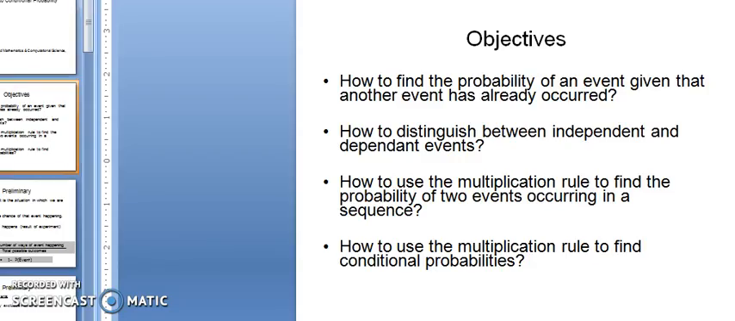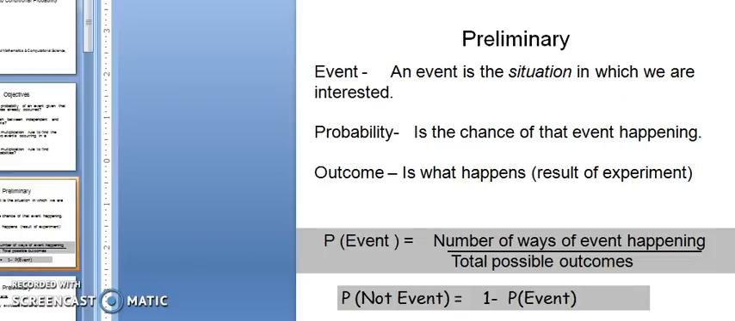Introduction to Conditional Probability. Objectives are to find the probability of an event given that another event has already occurred, how to distinguish between independent and dependent events, how to use the multiplication rule to find the probability of two events occurring in a sequence, and how to use the multiplication rule to find conditional probabilities.